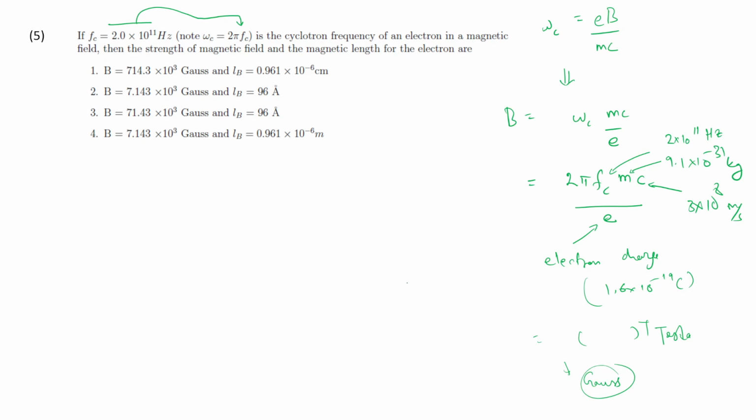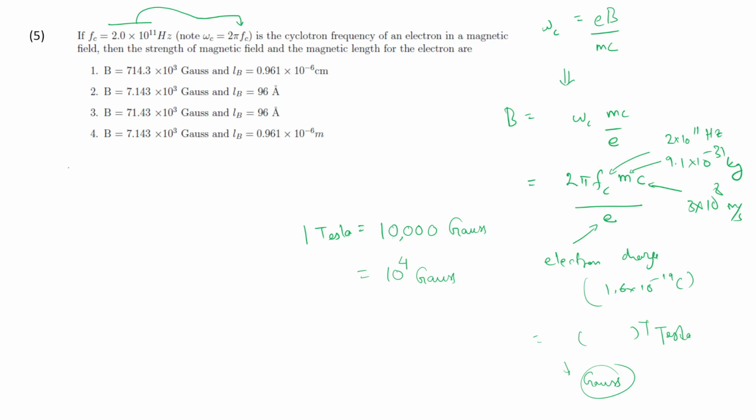1 Tesla is equal to 10,000 Gauss, or it is 10 to the power 4 Gauss. Use this formula and you'll get the value. So, and you'll get the resultant value.